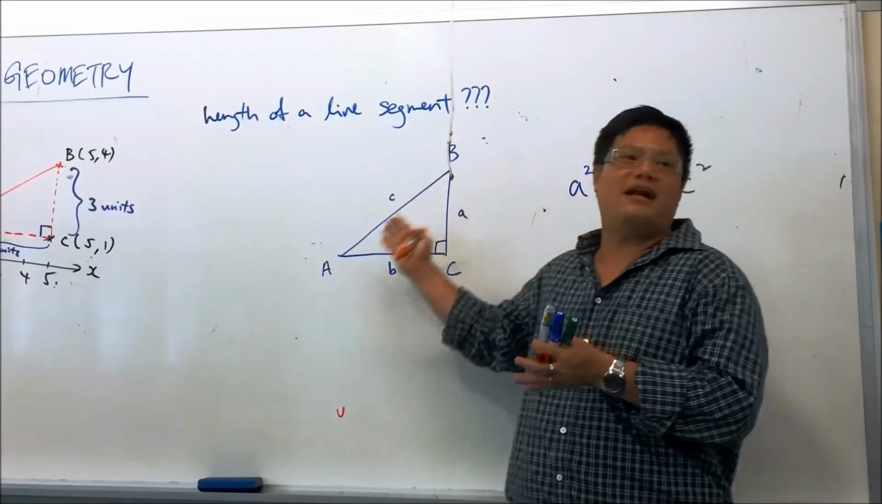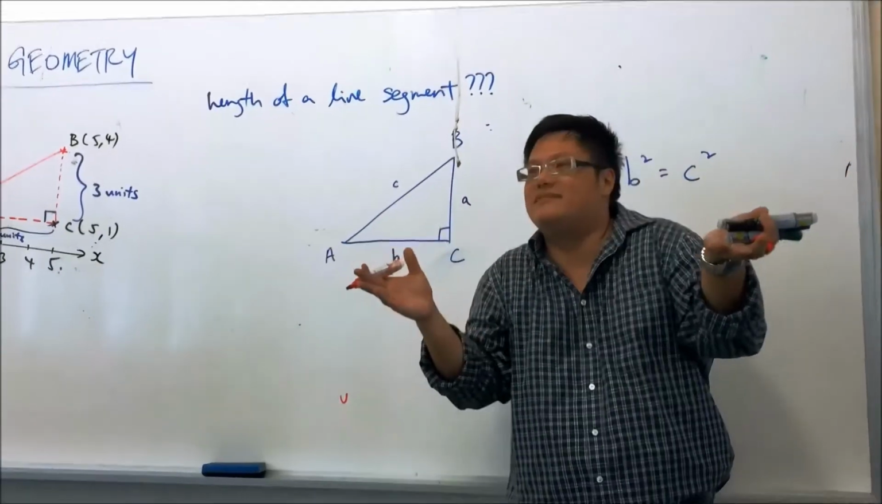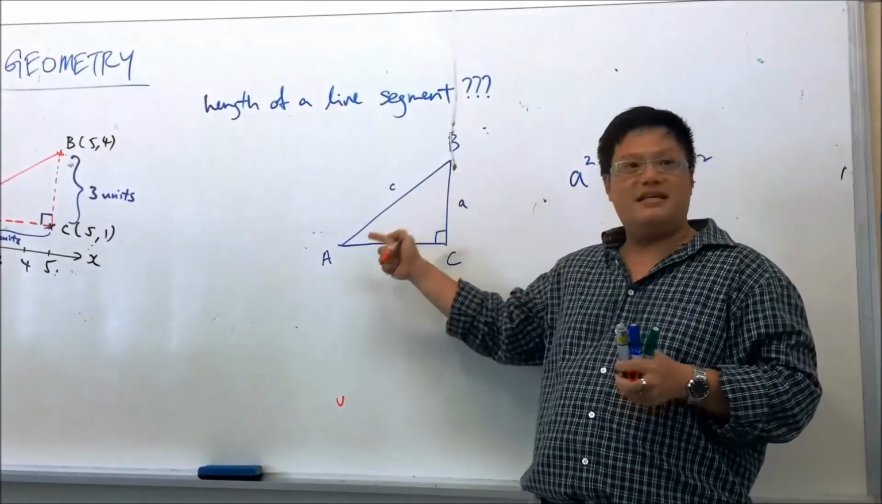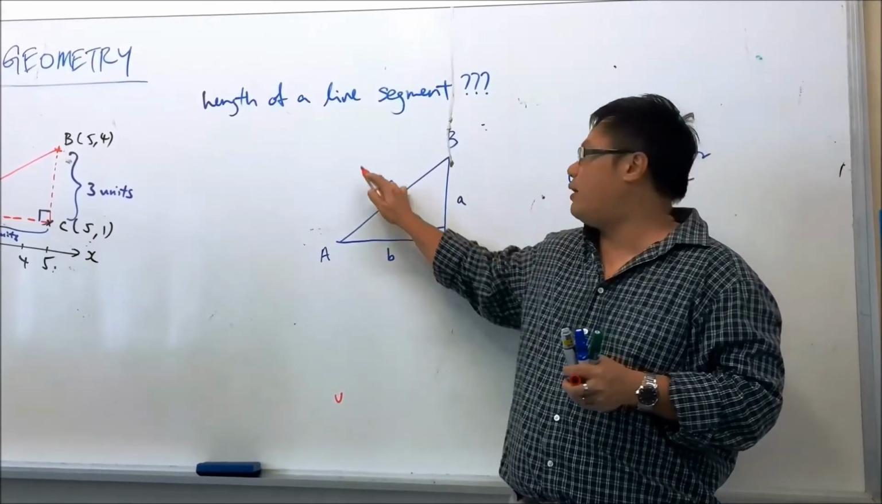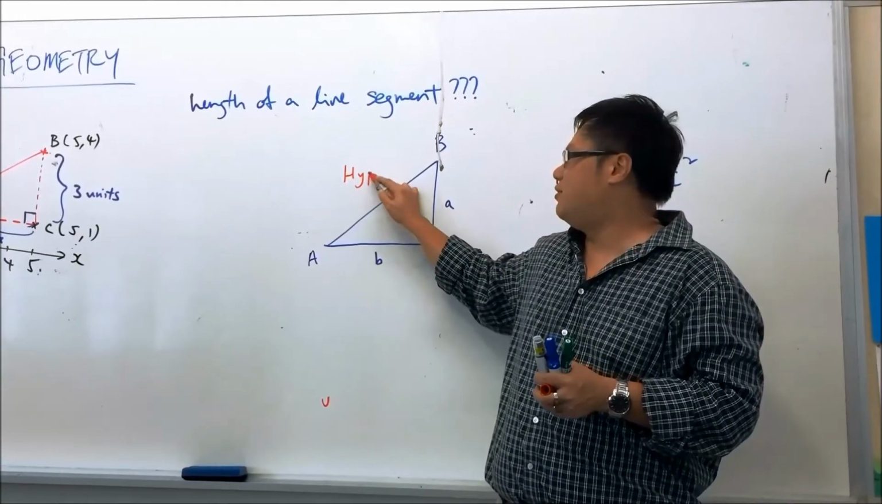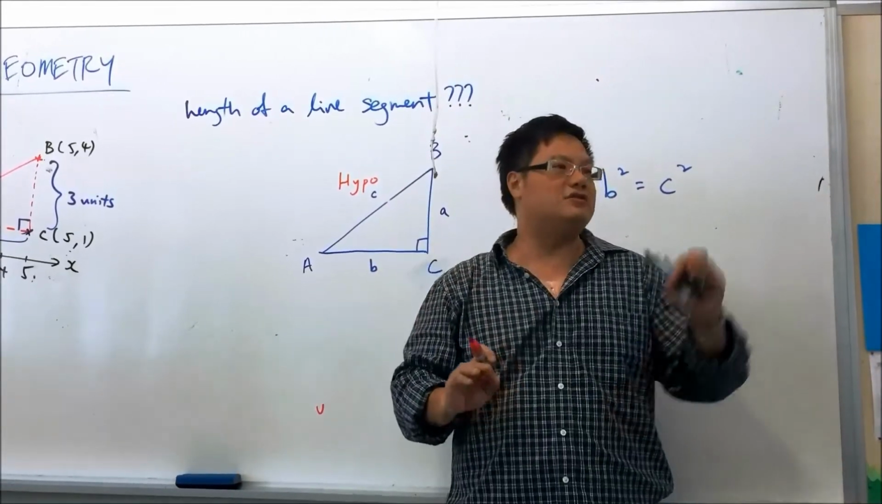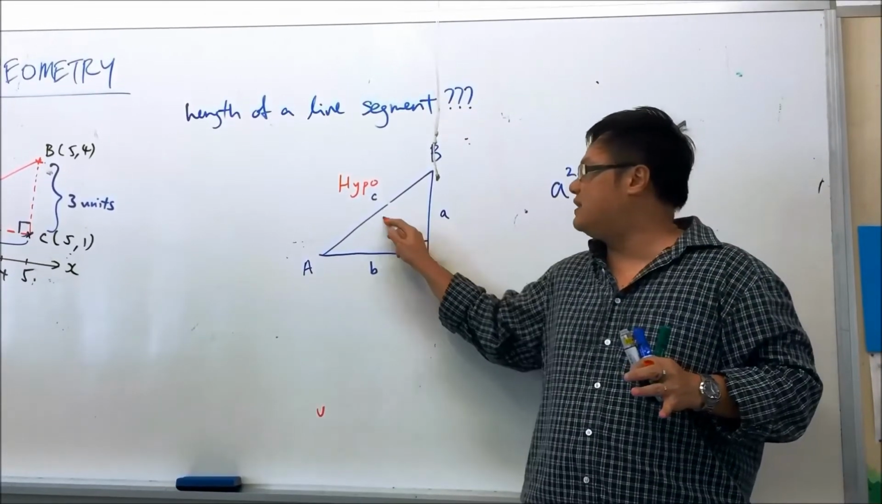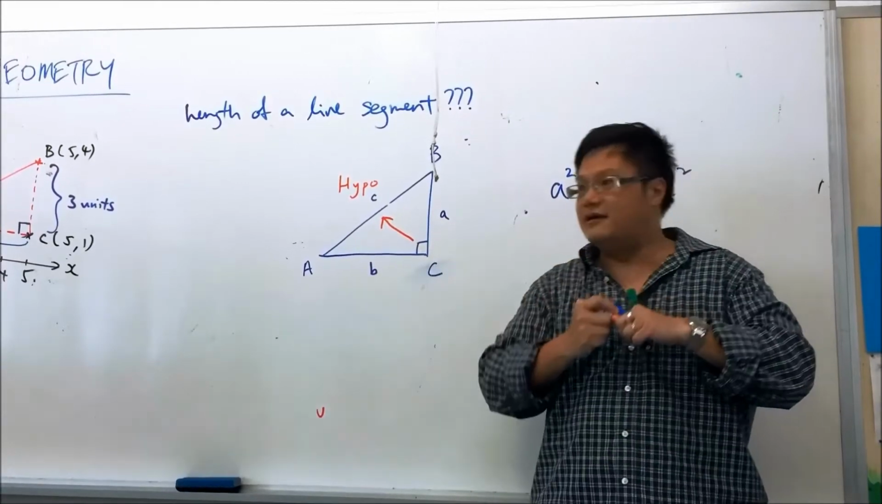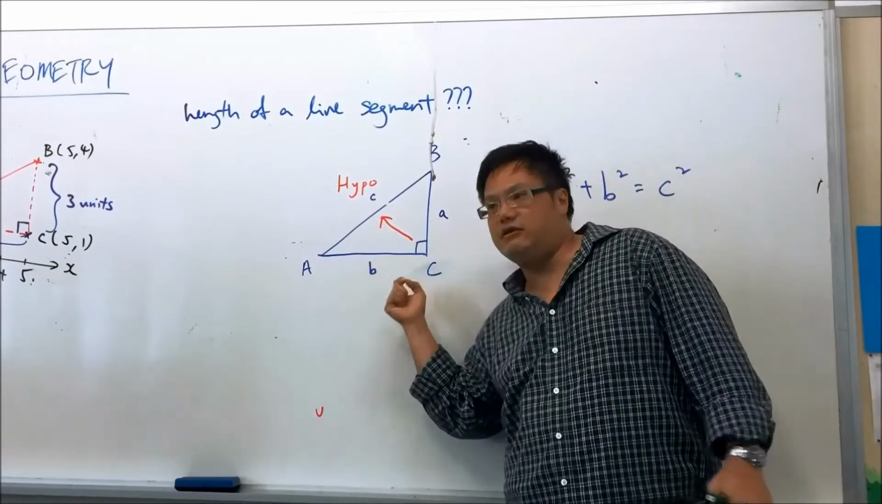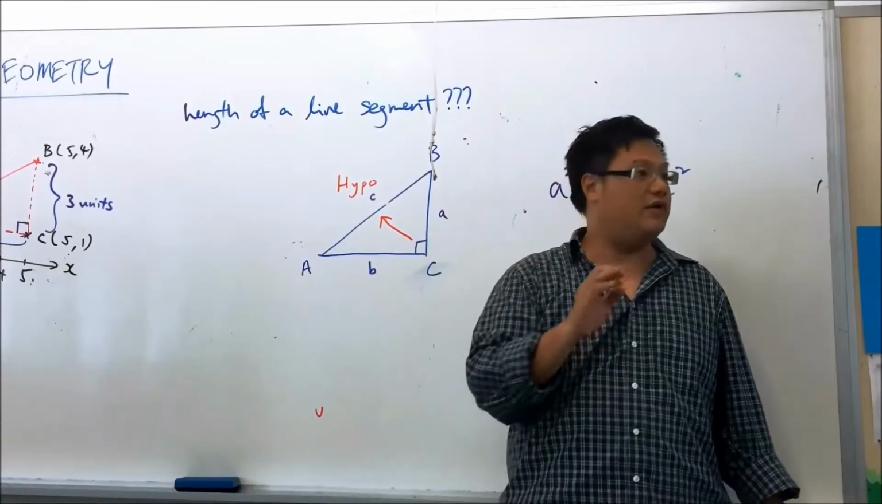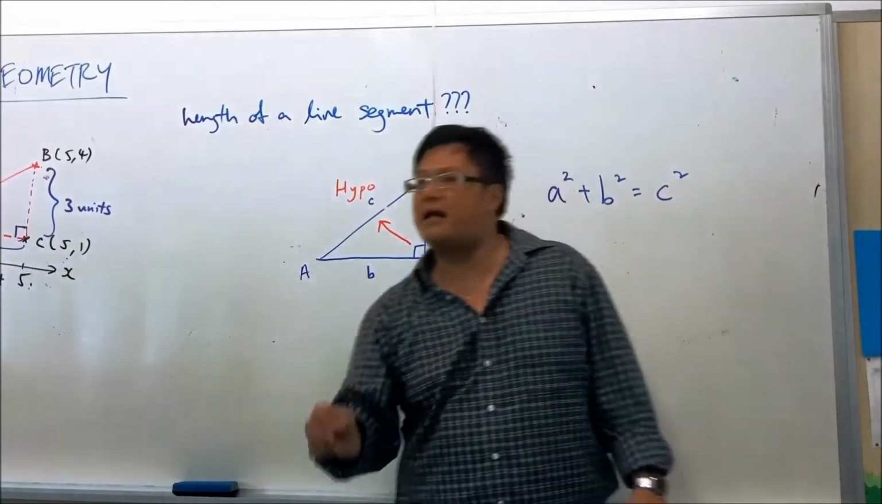So which part is the hypotenuse? It is the C, right? How do you recognize that this is the hypo? Longer side, very good. It is also the side that is directly opposite the 90 degrees angle. The side that is opposite the 90 degrees angle is always the longer side. We call it hypo.